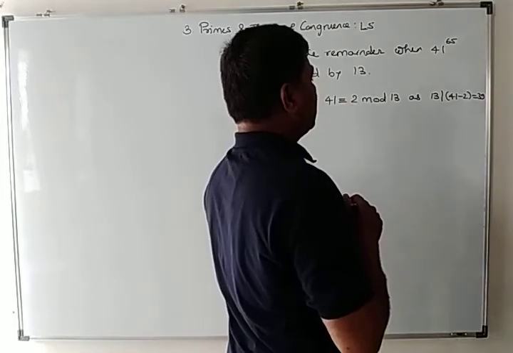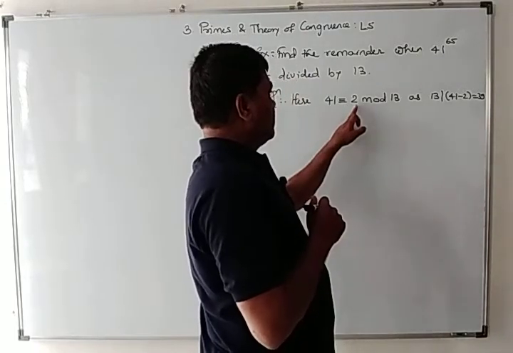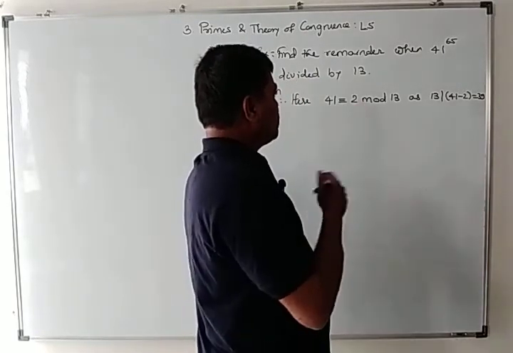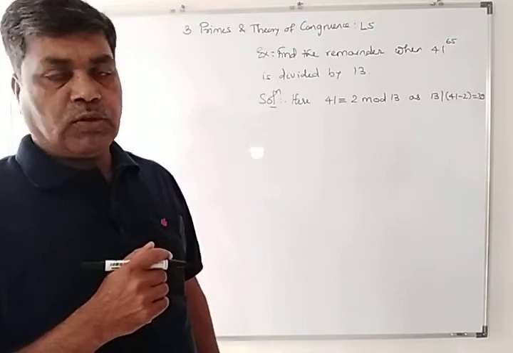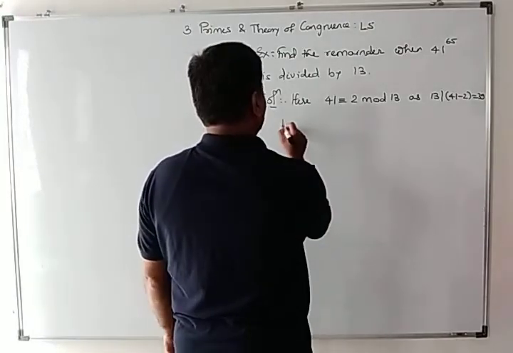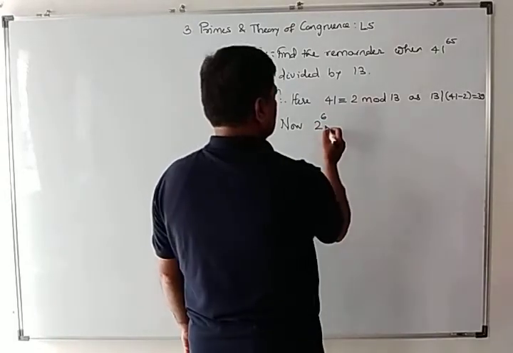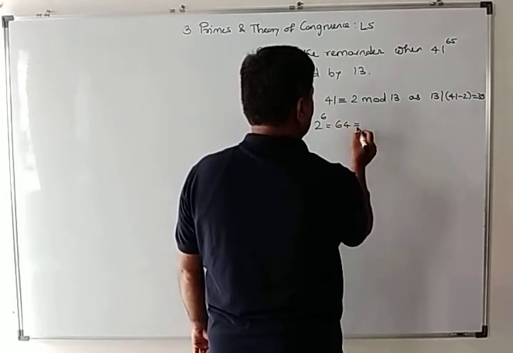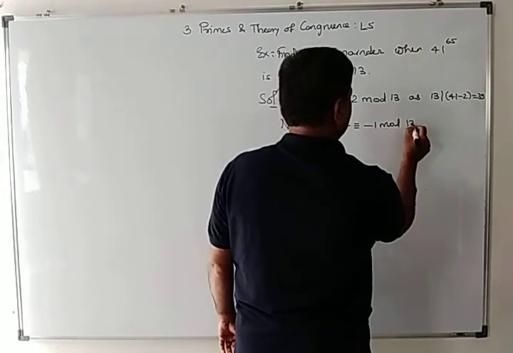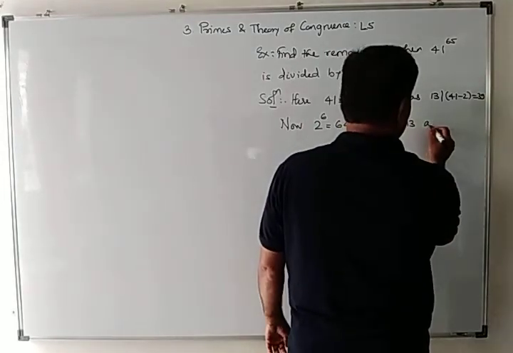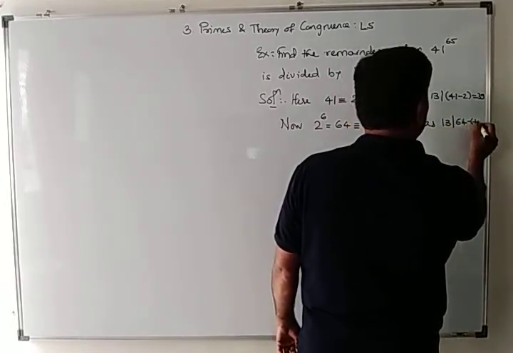2 raised to 65 is again a big number. So we will find a number in such a way that 2 raised to some number is congruent to 1 or minus 1. Now 2 raised to 6 is equal to 64, which is congruent to minus 1 mod 13, as 13 divides 64 minus (minus 1), which is equal to 65.